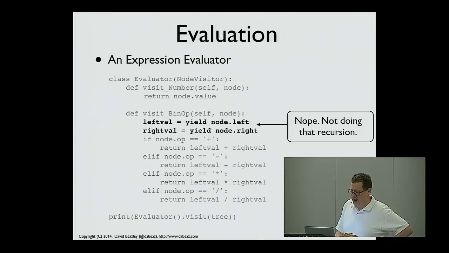Could you take the visitor pattern and just use the yield statement to punt it out, saying, no way am I going to do that, I don't want to do it, forget about it? That's a terrible, terrible idea.